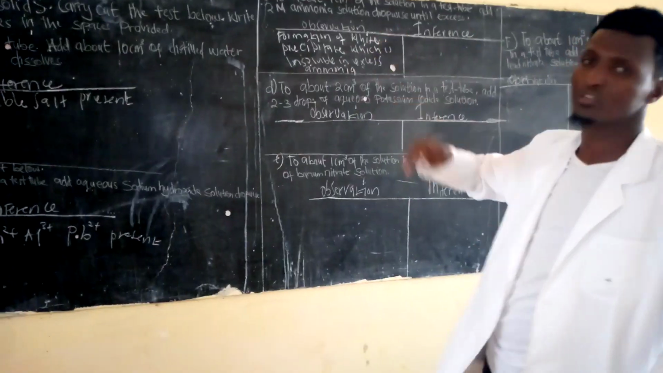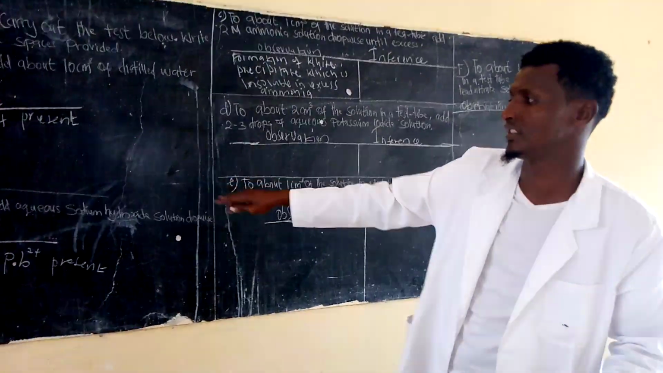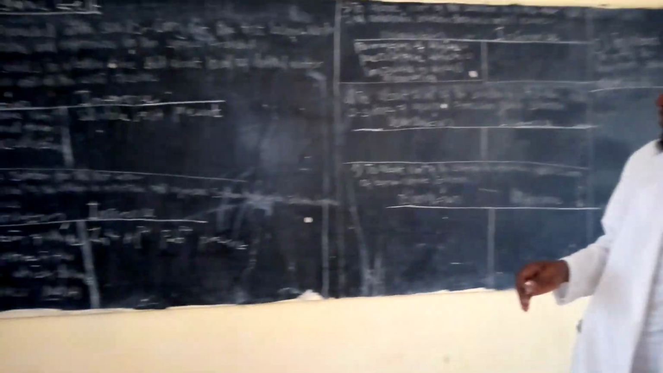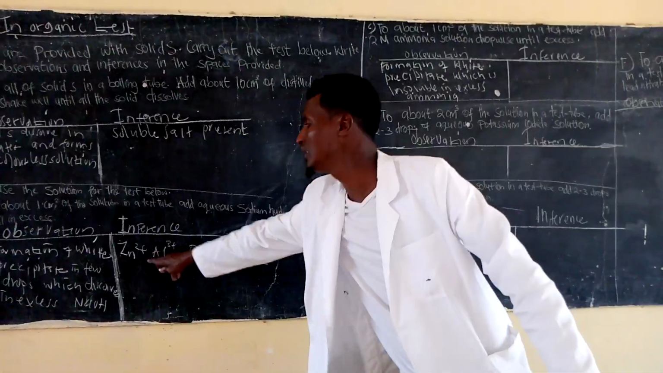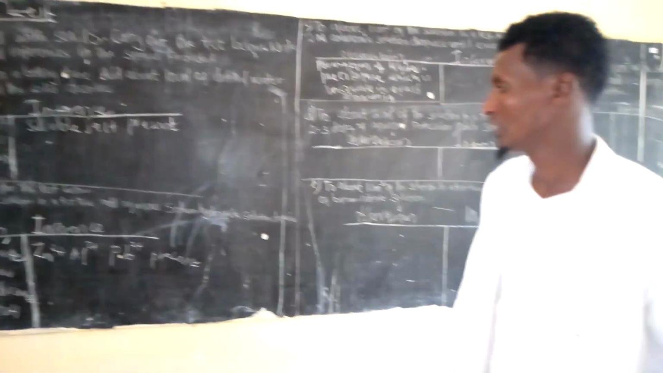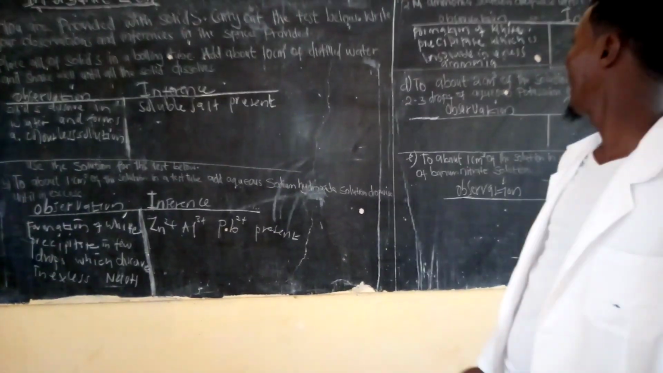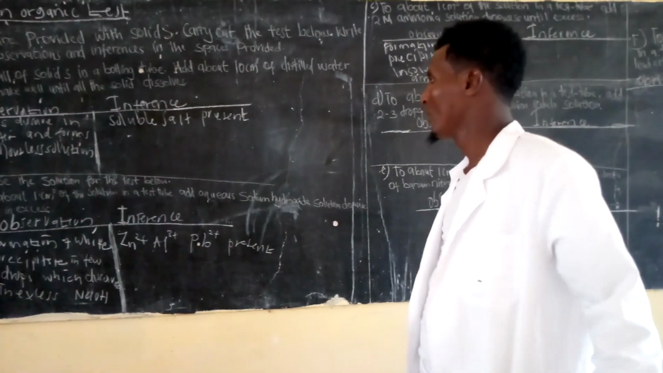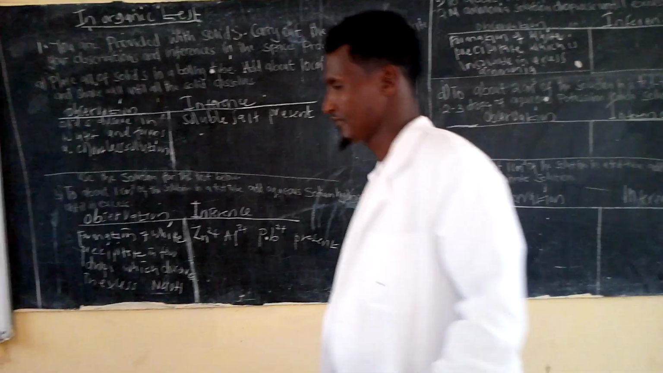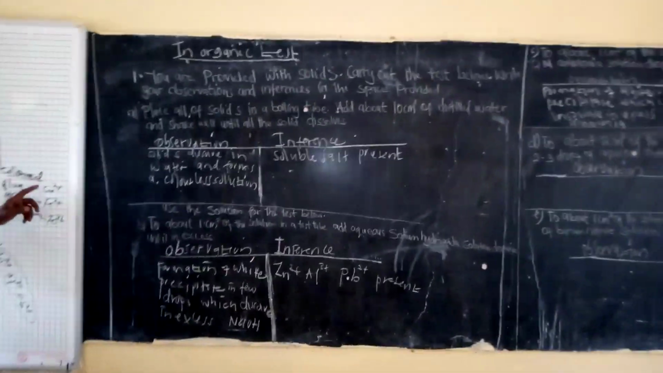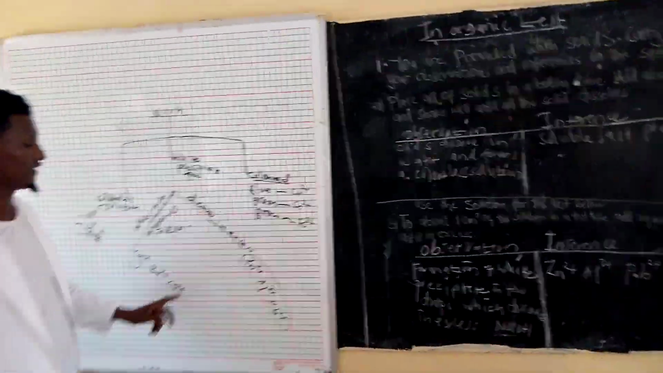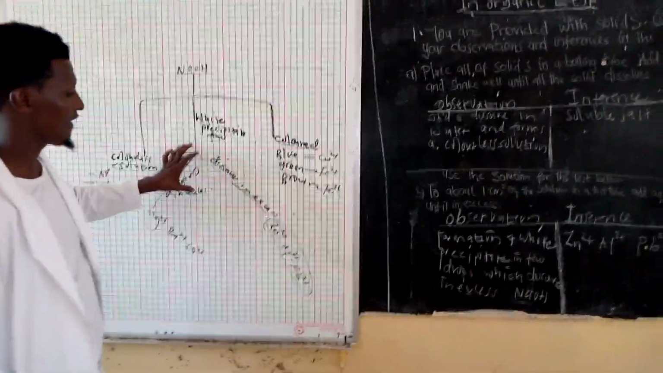this ammonia is coming to narrow down the first test. The first test we used sodium hydroxide. We suspected the three: zinc, aluminum, and lead. So therefore, if we have suspected those, the cations were to be narrowed. They were 3, 3, 3, 3. So it means now they were 5.